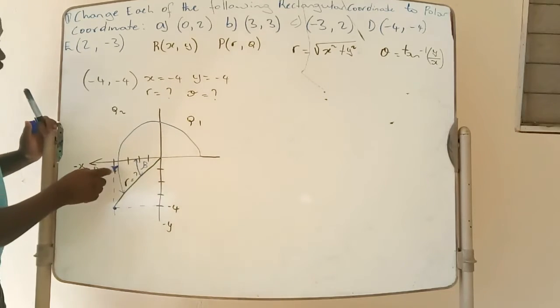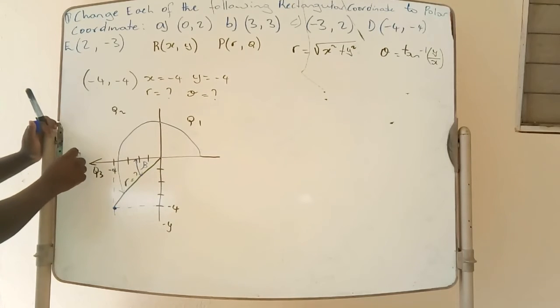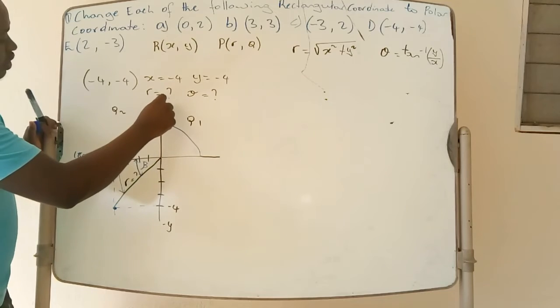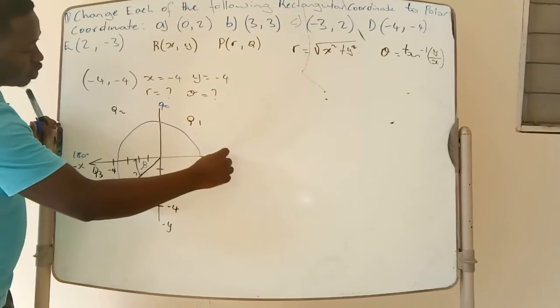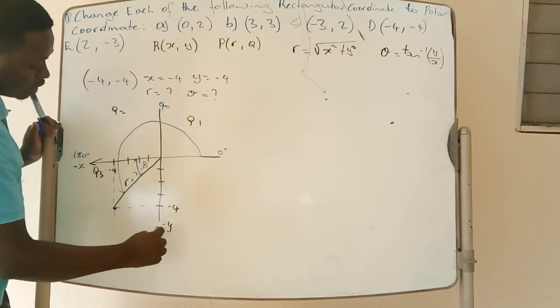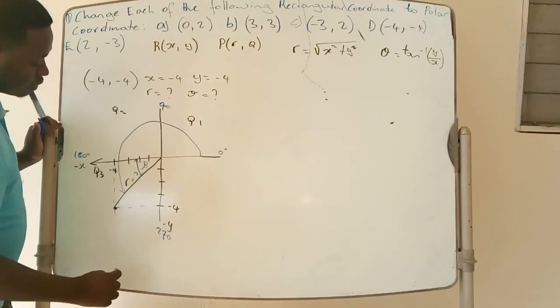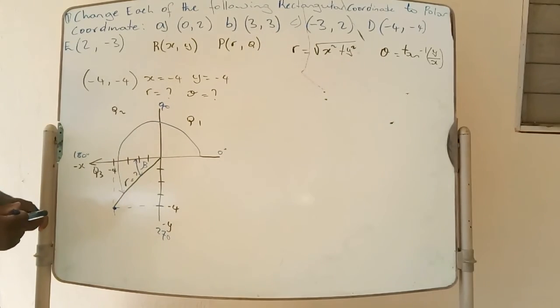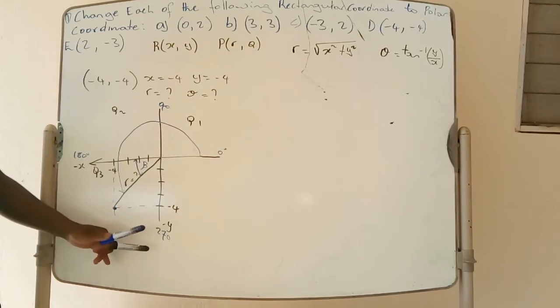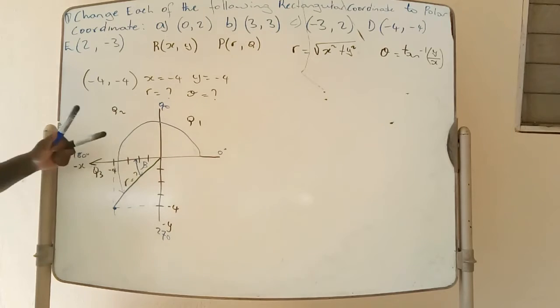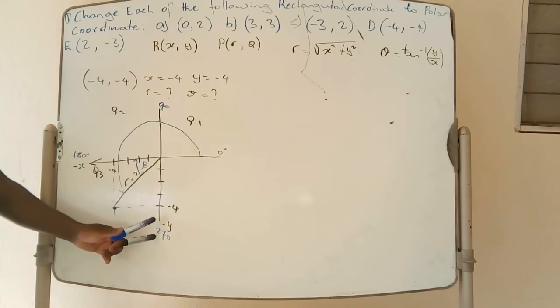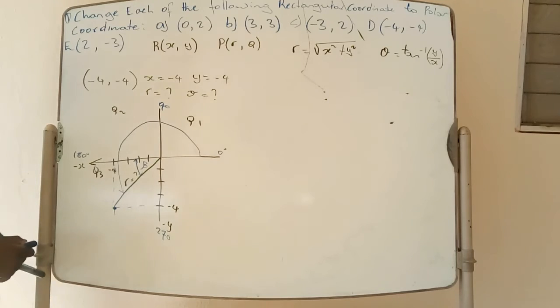Now, up to this line here, this angle is 180 degrees. We know that here this is 90 degrees, this is 0 degrees, and this is 270 degrees. So the angle that we want falls between 180 degrees and 270. So the angle is greater than 180, follow me there? But it is also less than 270. Right?